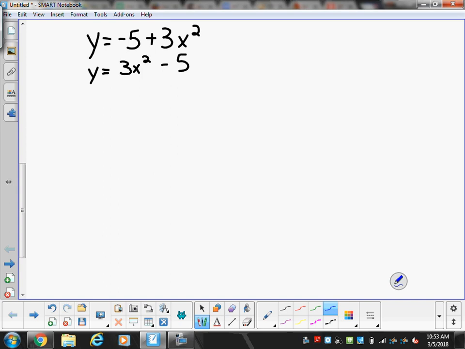Next, plot the vertex. Okay, so as far as graphing is concerned, the first thing you've got to do is plot the vertex. So what is the vertex in this problem? Remember, when there's not a linear term, the vertex is simply going to be 0, comma, whatever the constant term is. Okay?